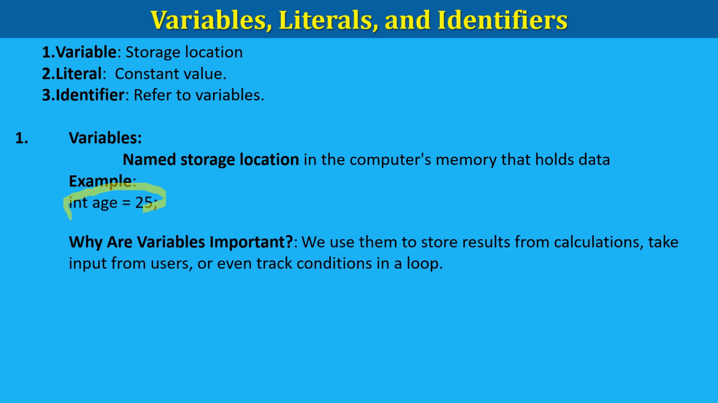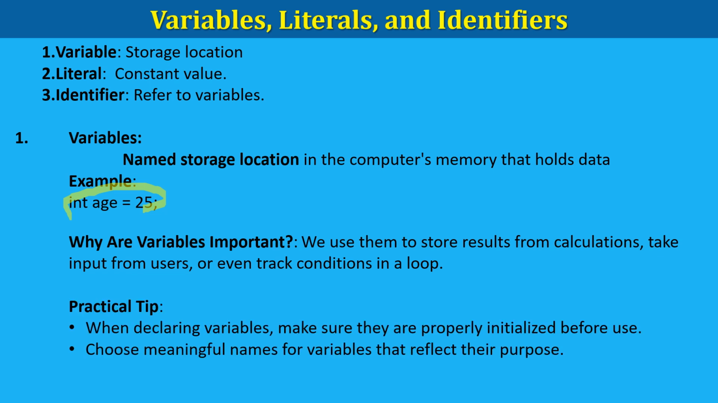Why are variables important? Variables allow us to work with and manipulate data throughout our program. We use them to store results from calculations, take input from the user, or even track conditions in a loop. Practical tip: when declaring variables, make sure they are properly initialized before use. Uninitialized variables can cause errors or unpredictable behavior. Choose meaningful names for variables that reflect their purpose. This makes your code easier to understand.